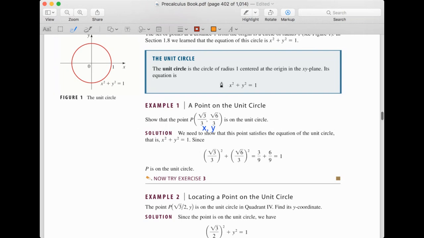The unit circle has a representation of x squared plus y squared equals 1. Okay, try to remember this. Try to nail this into your head. It's one of the famous representations for a unit circle. Unit circle on the xy plane, centered at the origin with a radius of 1.